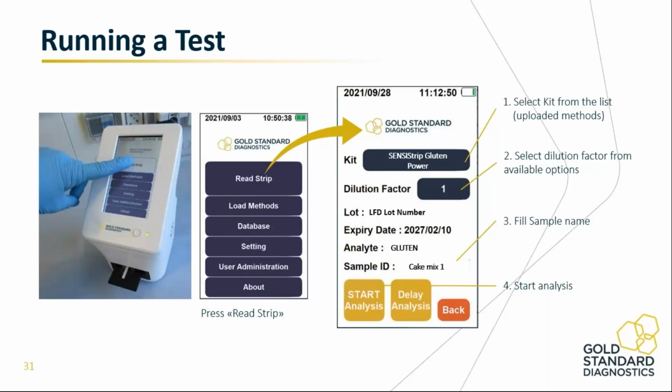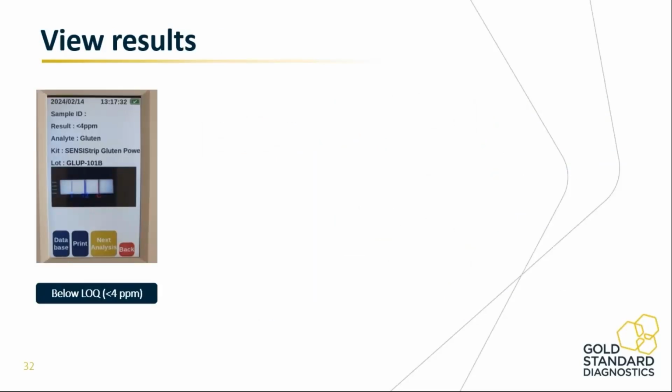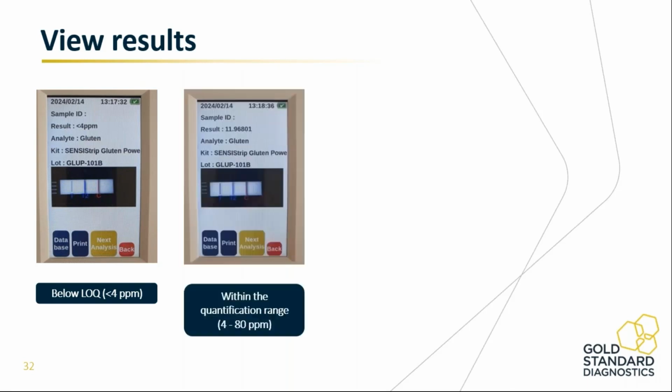So in the case of the gluten hook line or power line, these are the different results that we can see. First, if the sample is negative, you will see that the result is shown as below 4 ppm, because it's the limit of detection of the kit. When the sample is positive, but within the range of quantification of the kit, so between 4 and 80 ppm, you can get a number. In this case, it's 11.9 ppm of gluten.